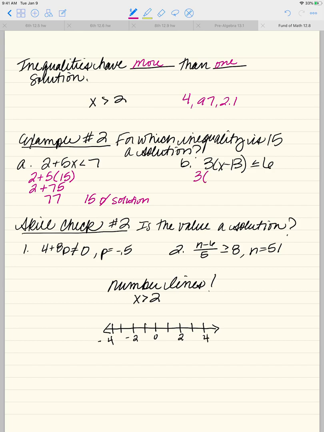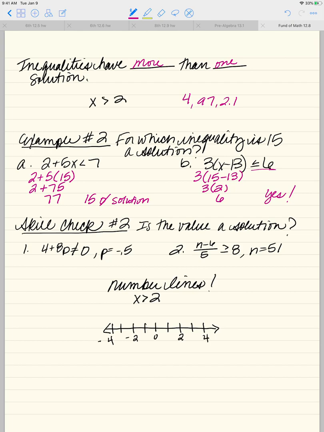3 times 15 minus 13. That's 3 times 2. 3 times 2 is 6. Is 6 less than or equal to 6? Yes, it is. It is equal to 6. So 15, yes. 15 is a solution to this inequality.